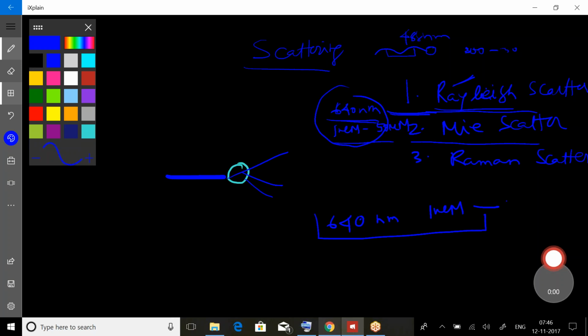I'll talk about what Rayleigh scatter and Mie scatter are a little bit. Then comes the Raman scatter. So what is Raman scatter? Rayleigh scatter and Mie scatter are both elastic in nature. What does elastic mean? It means the incident light and the scattered light have the same energy and the same wavelength. There is no change in the wavelength or energy level of the incident and scattered light.